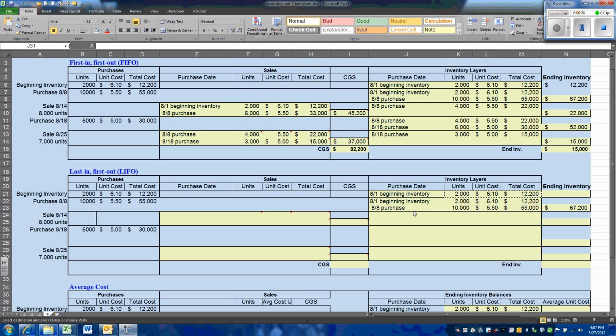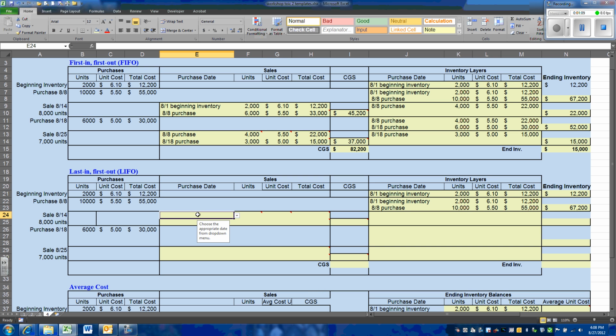In LIFO, there's going to be no difference between the valuation for our beginning inventory or for the valuation after our first purchase. So we have our beginning inventory layer, we add in our purchase of August 8th, and under both FIFO and LIFO, prior to any sales transaction occurring, after the purchase of August 8th, we have an inventory balance of $67,200.